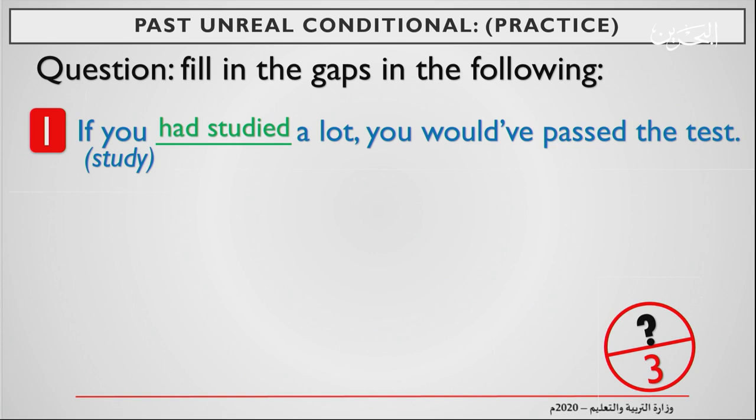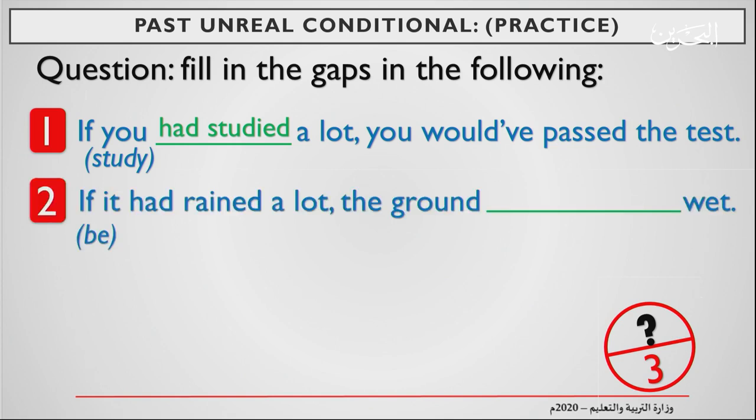Now, give yourself a mark. Let's jump to number 2. If it had rained a lot, comma, the ground, gap, wet, full stop. You have to use be between the parentheses. 5 seconds. Now let's check the answer. The answer is would have been. If it had rained a lot, comma, the ground would have been wet, full stop.